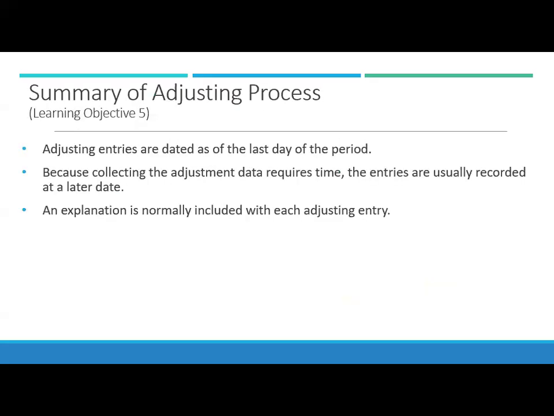And so we'll just do a summary of the adjusting process here. Adjusting journal entries are always dated as of the last day of the month. Because collecting the adjustment data requires time, the journal entries are usually recorded at a later date, and there's usually an explanation with each adjusting journal entry. What this means is that there's a month-end close process, and it takes a lot of time to collect all the data for a month-end close, to collect all the unbilled billing data, to track down all the prepaid insurance contracts and the prepaid rent contracts. There's all these things to be done, right?